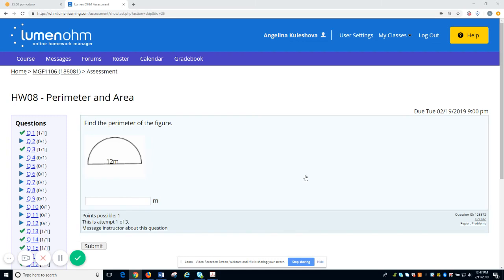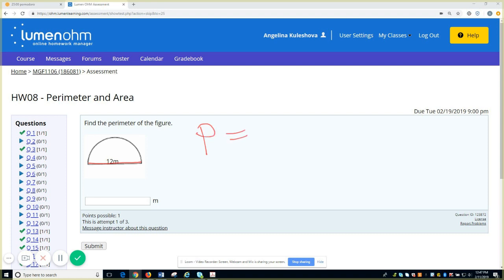So find the perimeter of this figure. So the perimeter is the measure that goes all around the figure. So essentially we have to find the length around the shape. Okay. So it looks like a semicircle, and we are given this part of it.